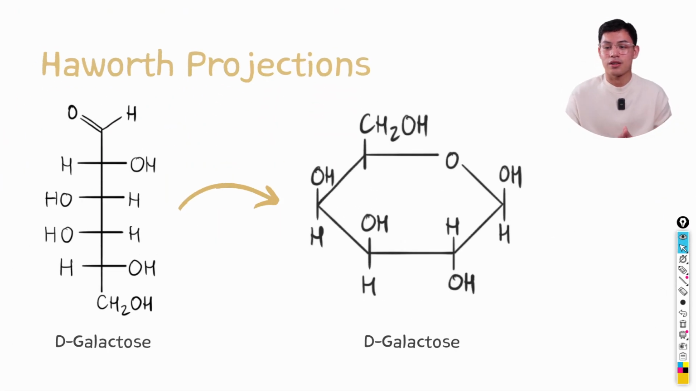Now, this is what D-galactose would look like if it were a Fischer projection converted into a Haworth projection.